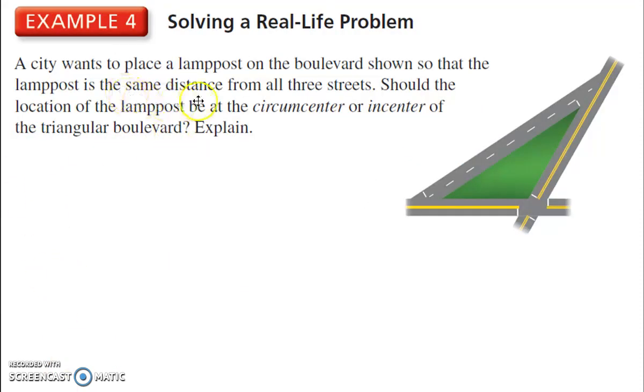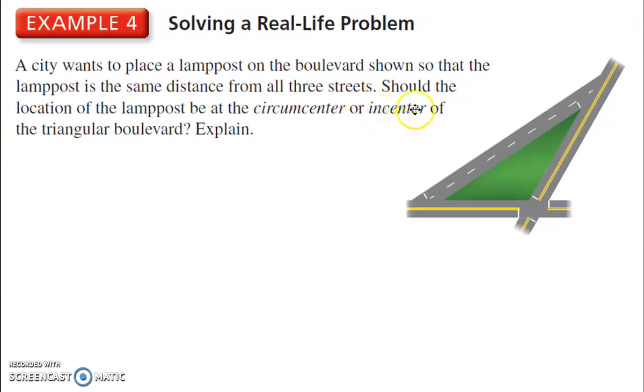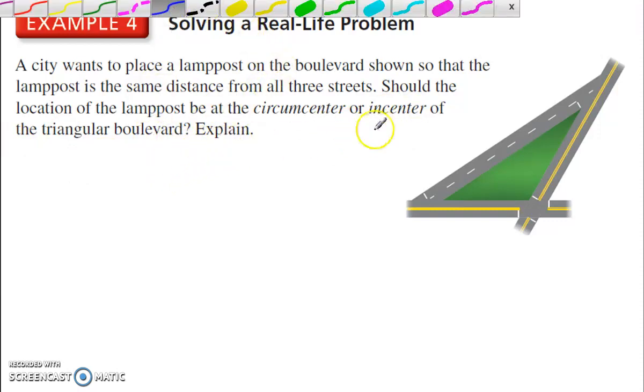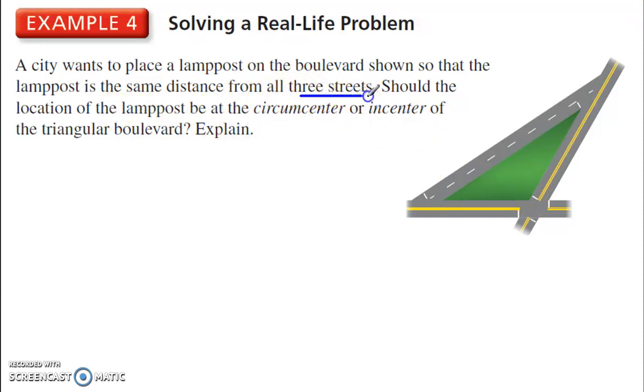A city wants to place a lamppost on the boulevard shown so that the lamppost is the same distance from all three streets. Should the location of the lamppost be at the circumcenter or incenter of the triangular boulevard? Explain. Well, we want to be the same distance from all three streets, not all three street corners, right? And the same distance from each side is the incenter.